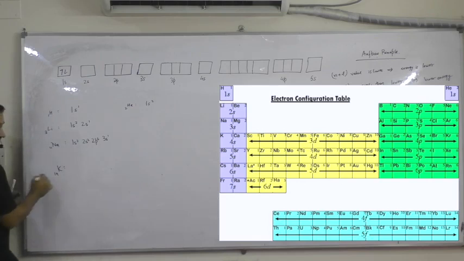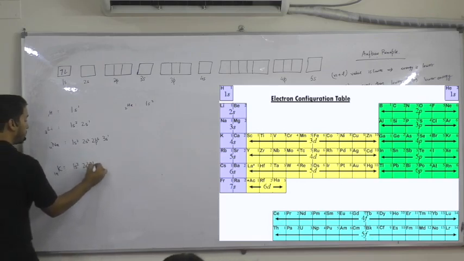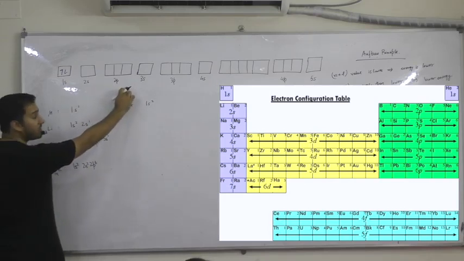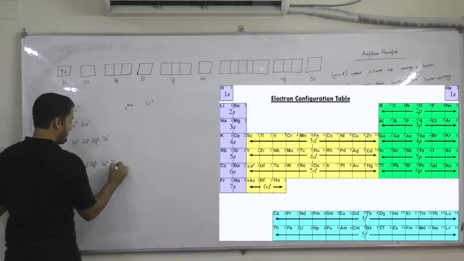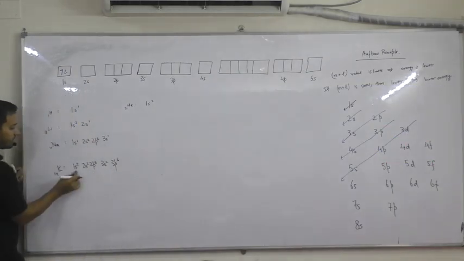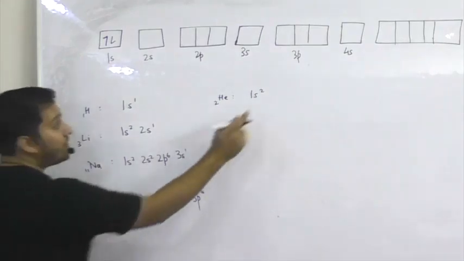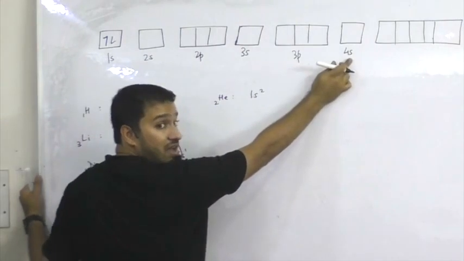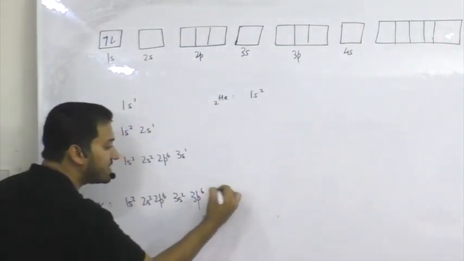Now understand, I have to fill 19 electrons. So 1s2, 2s2, 2p6, completely filled. What comes after that? 3s2. After that 3p6. How many electrons have I filled? 10 plus 8, 18 electrons. Now after 3p6, what is next? 4s. Very, very important. After 3p6, I have 4s1.